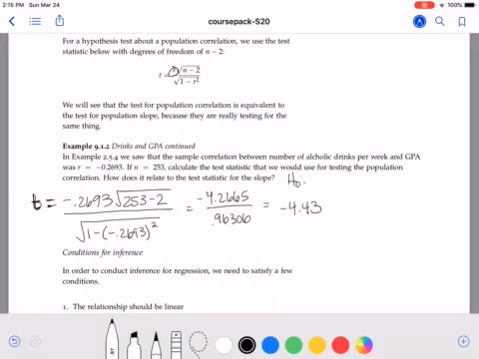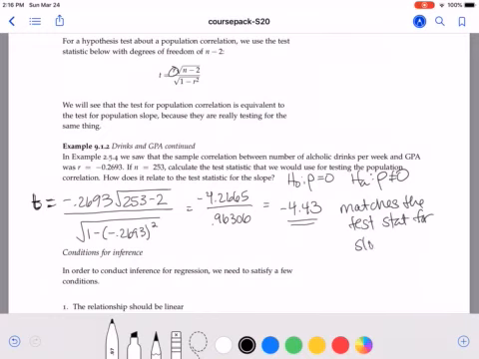We would be testing here rho, which is our population correlation, equals 0 versus not equals 0. And if we compare this to what we got in the previous example, it is matching. It's the same number. So this matches the test stat for slope. So the rest of the test would be the same.